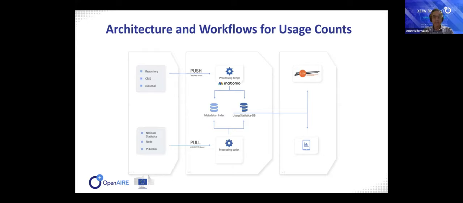The second approach is named the pull approach, where we collect COUNTER reports from national aggregators, for example, IRUS-UK. We store these reports in our usage statistics database, and we publish them either in OpenAIRE interfaces like Explore or Provide, or we can deliver them via an API endpoint which follows the SUSHI-Lite protocol.